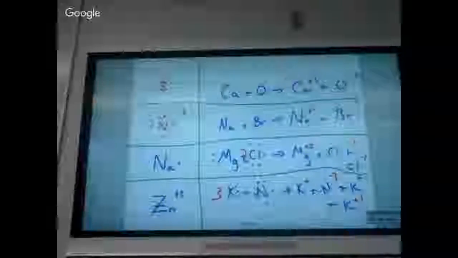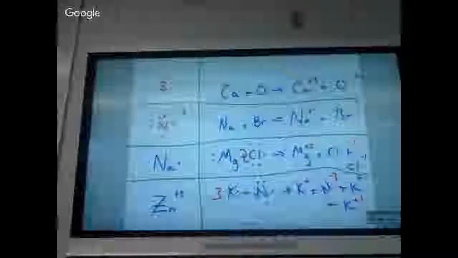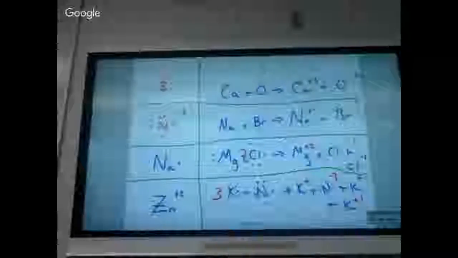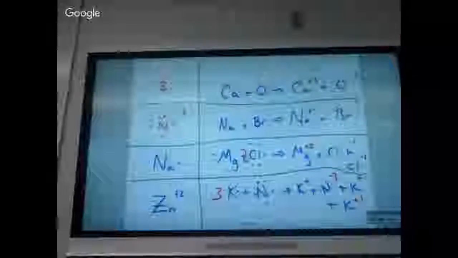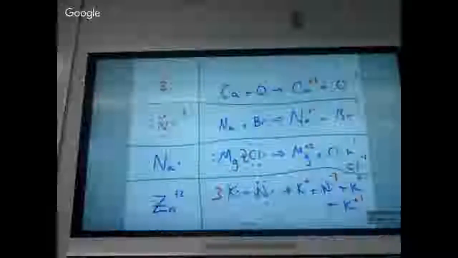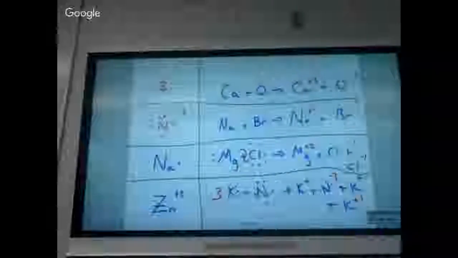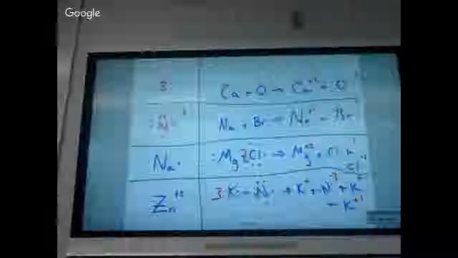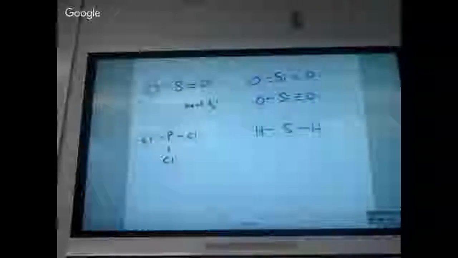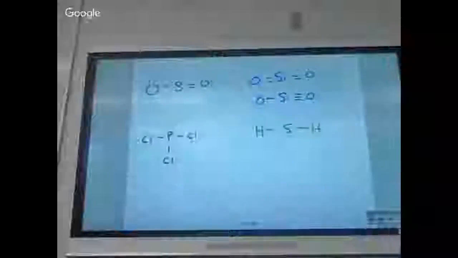Wait, how many dots are on the Cl? 7, or there were 7, and then you put in an 8th one. So there's 7 on the first one, and then on the other side there's 8 when you add in one. All right, and there are the Lewis structures. You don't need to know that. That was just there from when somebody asked me. That wasn't part of the question.